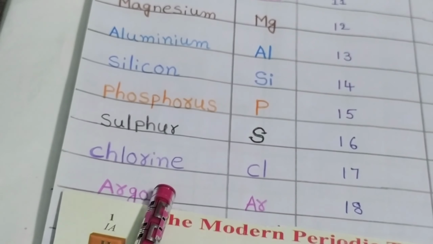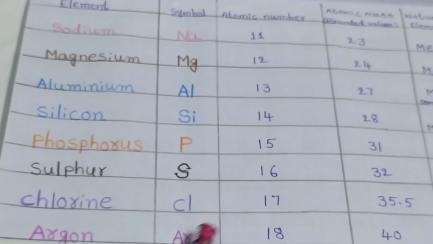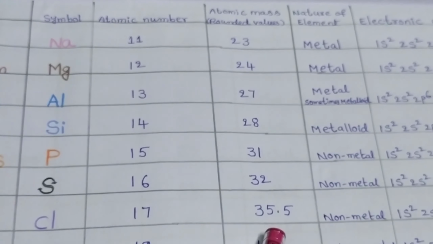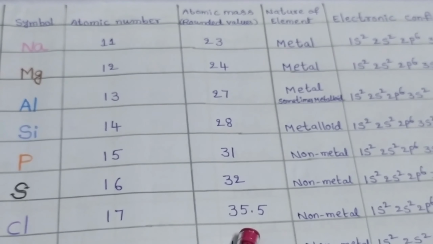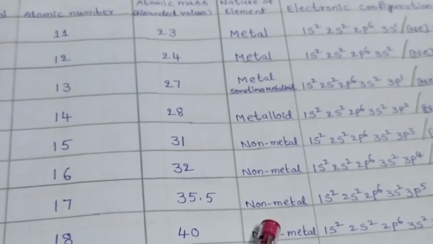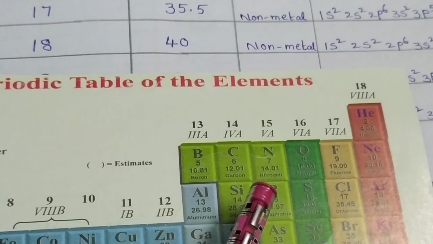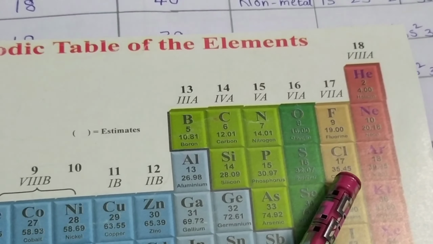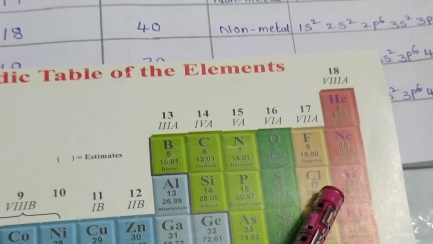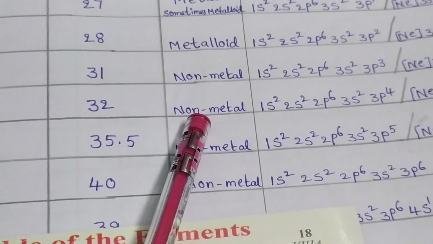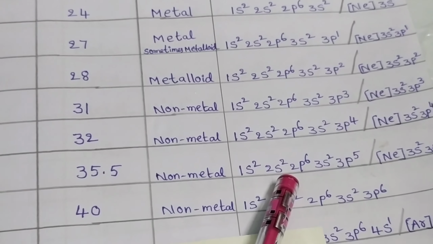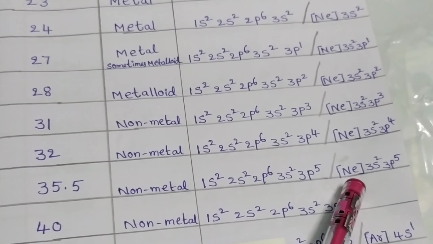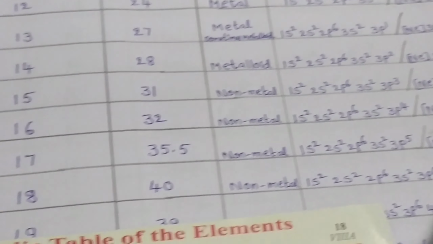Next element is chlorine. Symbol Cl, atomic number 17, atomic mass 35.5. It is a fractional value and it is a non-metal. When we observe the periodic table, chlorine is present in the third period and is the fifth element in the p block. So the electronic configuration can be written as 1s2, 2s2, 2p6, 3s2, 3p5 or neon 3s2, 3p5.